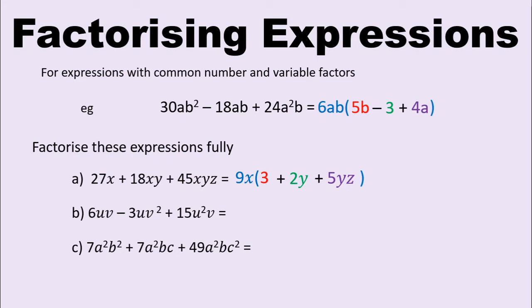Double check that it would multiply out correctly. So 9x times 3, 9x times 2y, 9x times 5yz. And double check that inside the bracket there is no other common factor apart from 1.